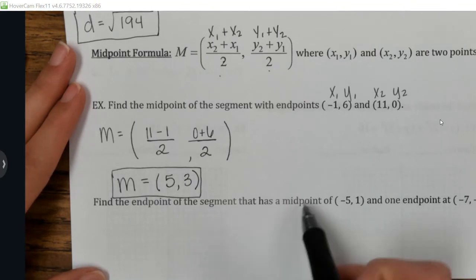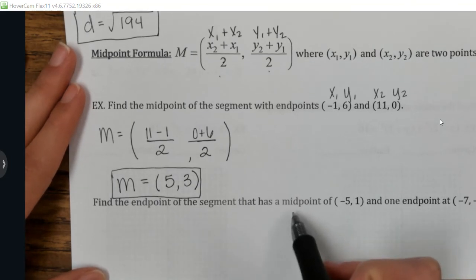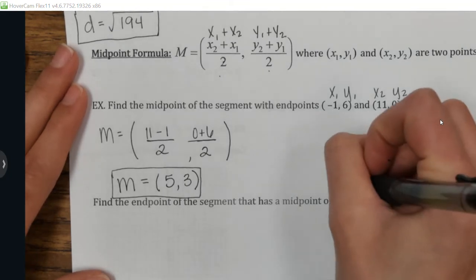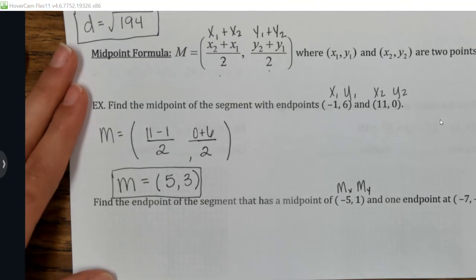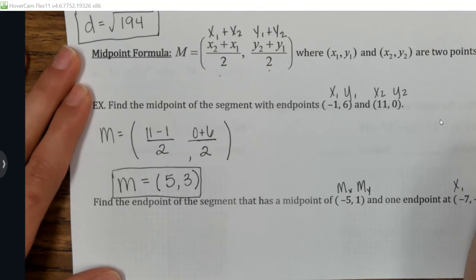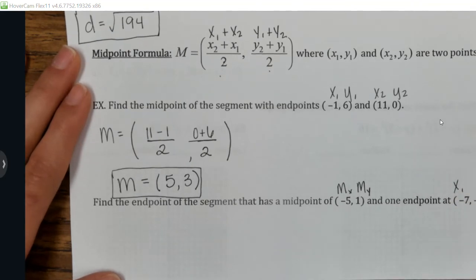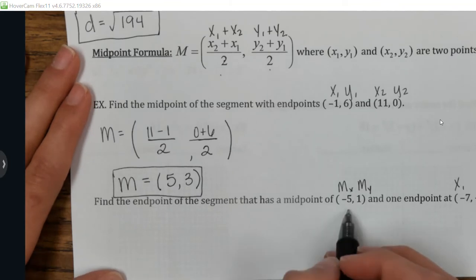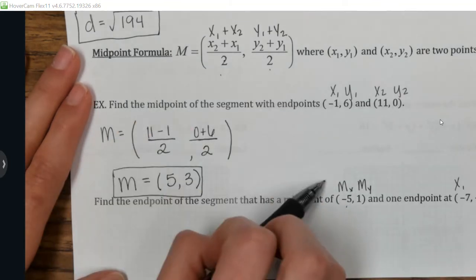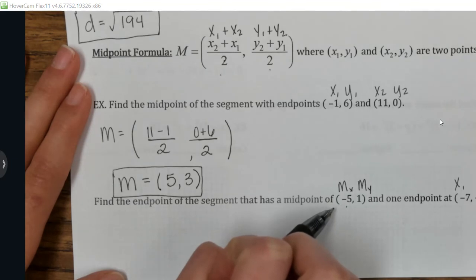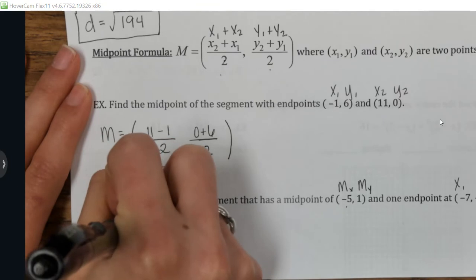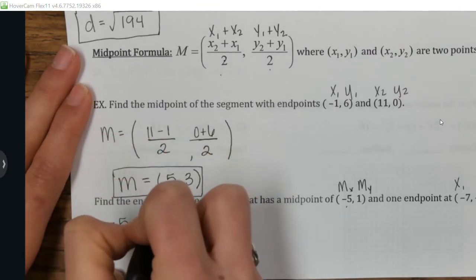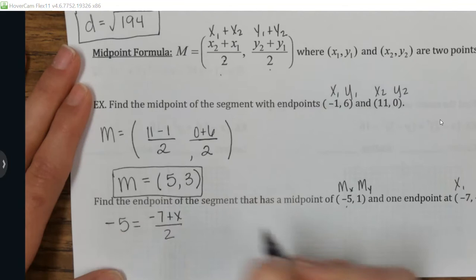Now here, you're finding the endpoint instead of the midpoint. So my midpoint, that's my x value of the midpoint, and that's my y value of the midpoint. So -5 and 1. And then one of the endpoints, we'll just say that's x1, y1. Okay? So if I know my formula, I actually separate these. When I'm given the midpoint, I separate them, and I'm going to have -5 is equal to -7 plus x divided by 2.